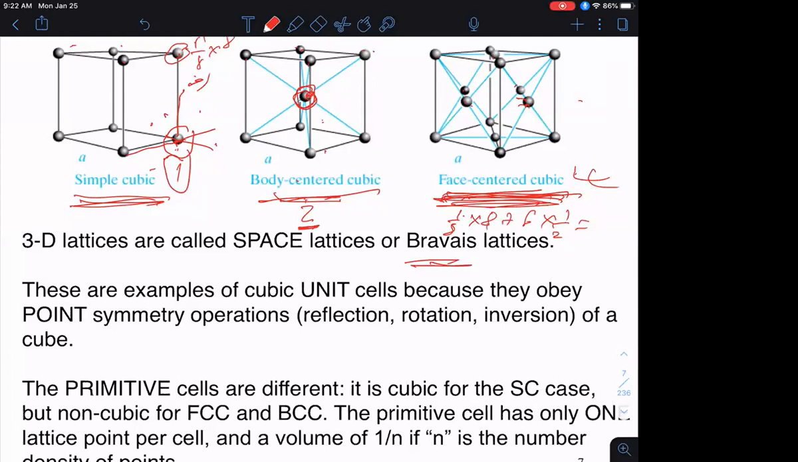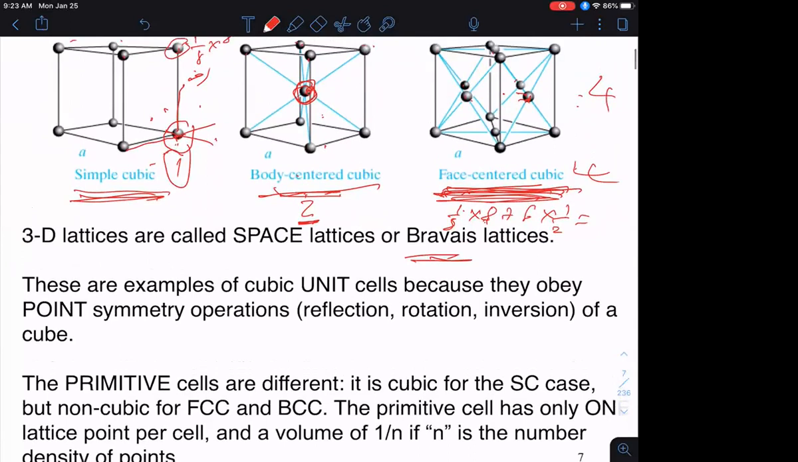I got the 8 corner ones times 1/8, plus the 6 face-centered ones, but only half of them should count, right? Because this one is shared between this cube, and there's another cube to the right of that, okay? So here, I have 4 lattice points, okay?